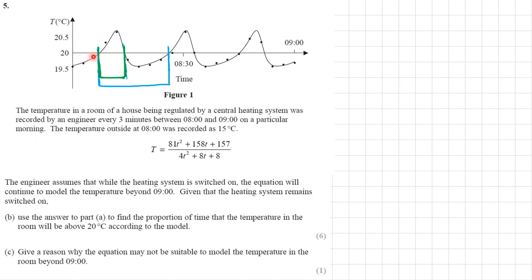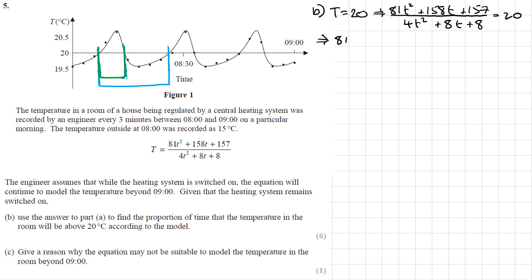Okay, so we want to work out what these times are at these points, and it will be the same as this cycle continues. So the first thing we're going to do is let the temperature equal 20. So that means that 81t squared plus 158t plus 157 all over 4t squared plus 8t plus 8 is equal to 20. We'll then multiply both sides by that denominator. So we've got 81t squared plus 158t plus 157 is equal to 80t squared plus 160t plus 160.